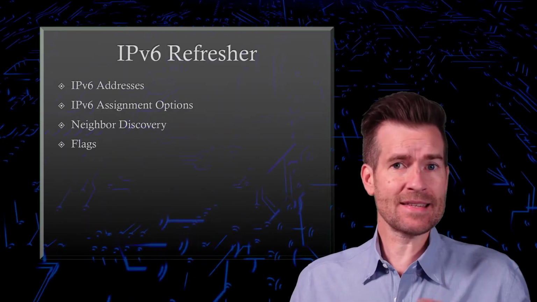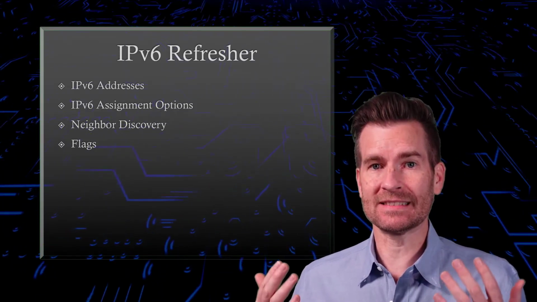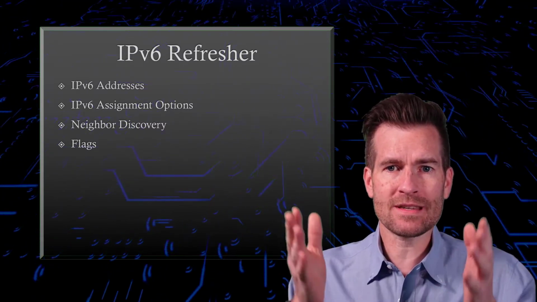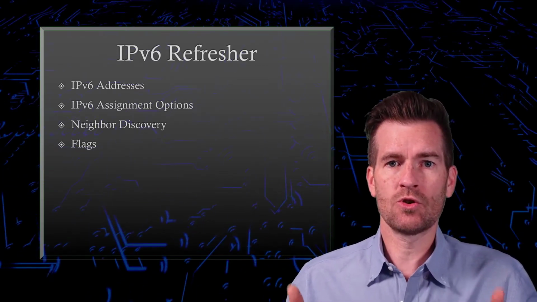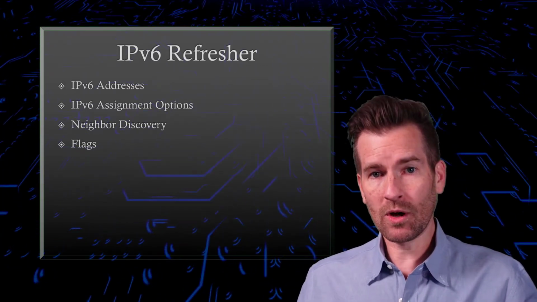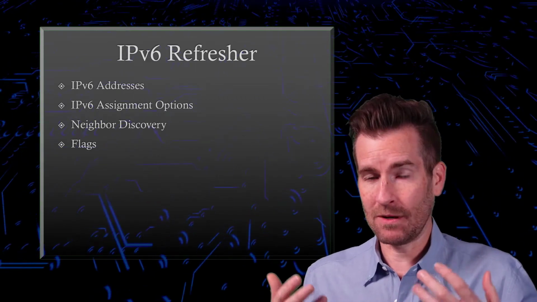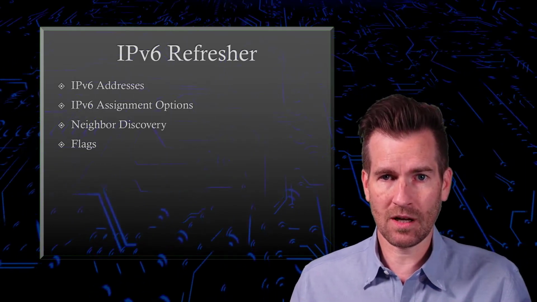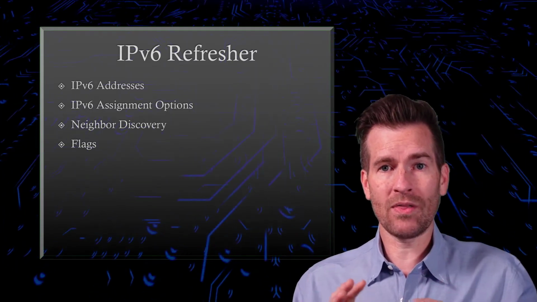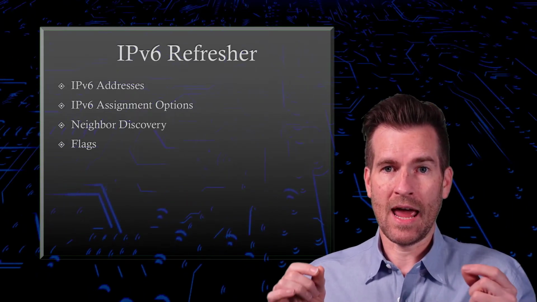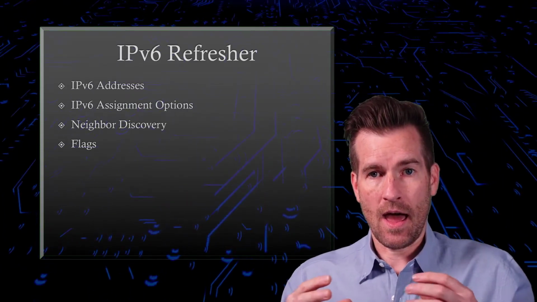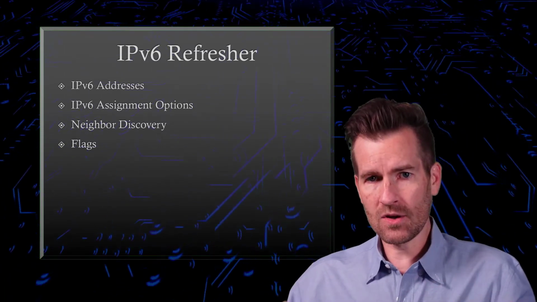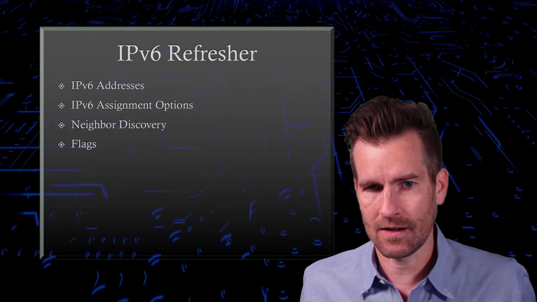We'll start out by just taking a glance at an IP version 6 address. Then we're going to get into some different options of how to assign IP version 6 addresses to your client machines. Then we'll get into neighbor discovery and the neighbor discovery protocol and talk about a few different aspects of it. And then we'll wrap up talking about one last thing about neighbor discovery protocol, and that is the different flags that the router will send out to the client machines, telling them how they're supposed to respond to get an IP address.